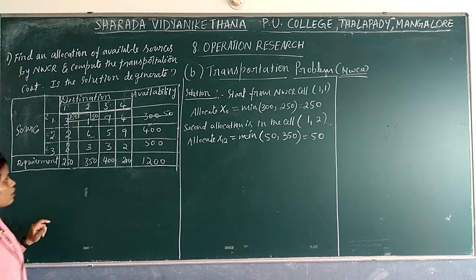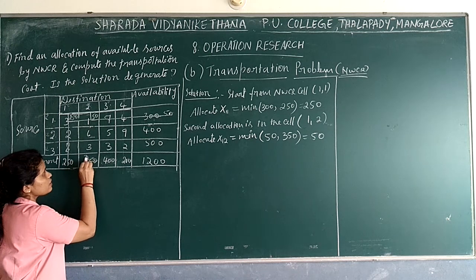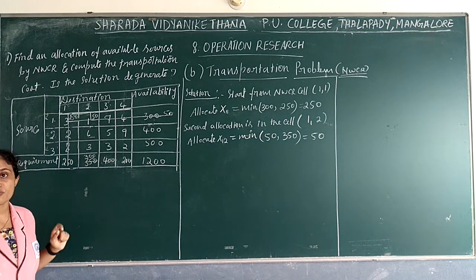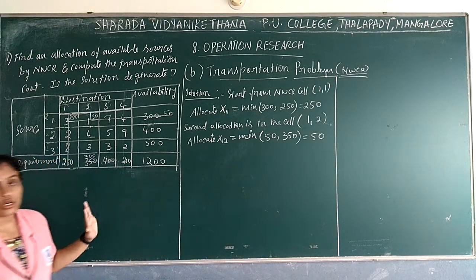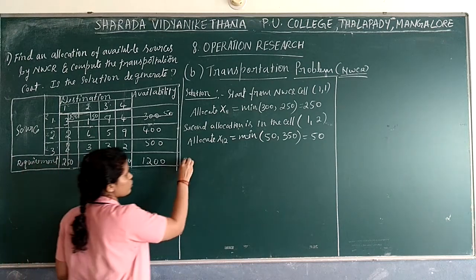Now 50 we transferred here. See the column here. What is remaining? Here 300 is remaining. 300 is remaining. Okay, second allocation over. Now third allocation.